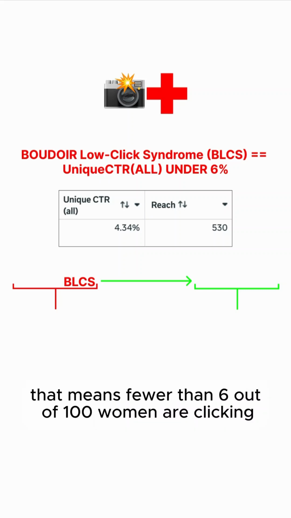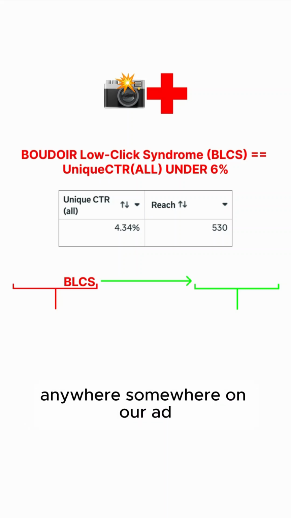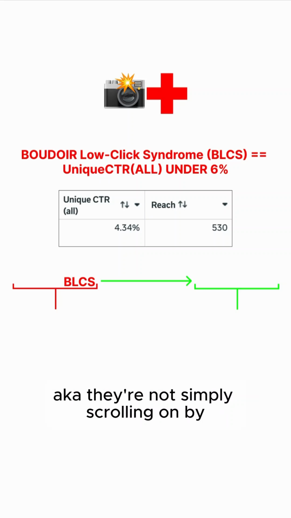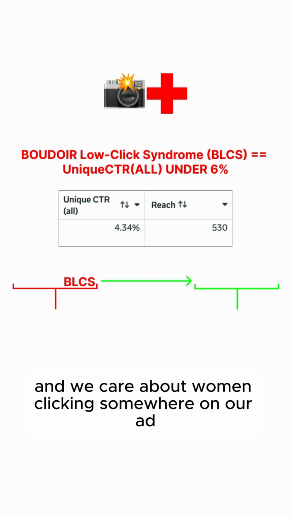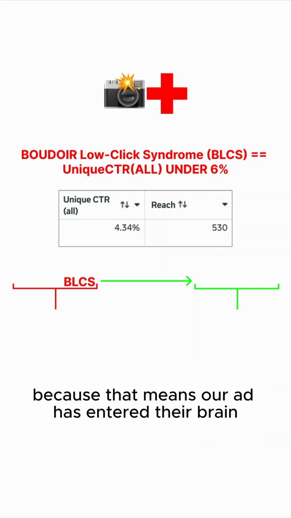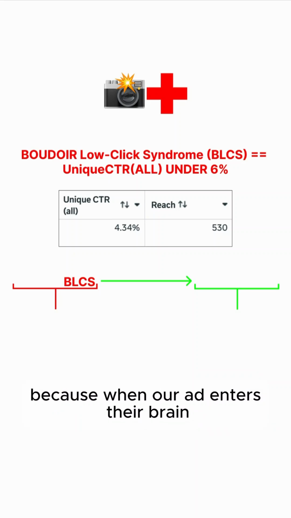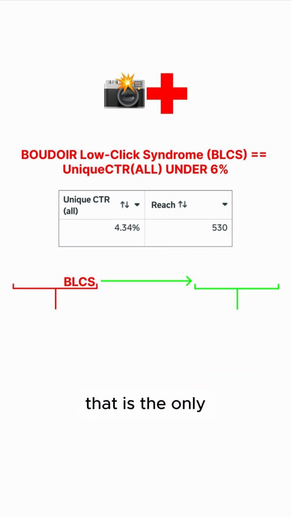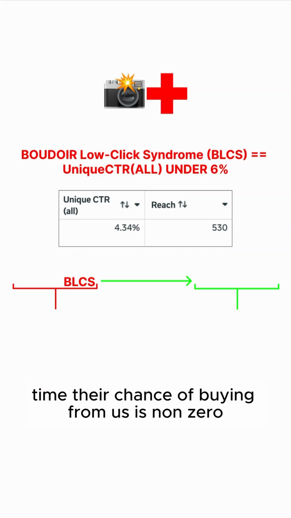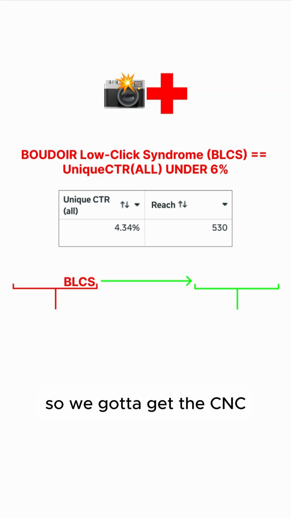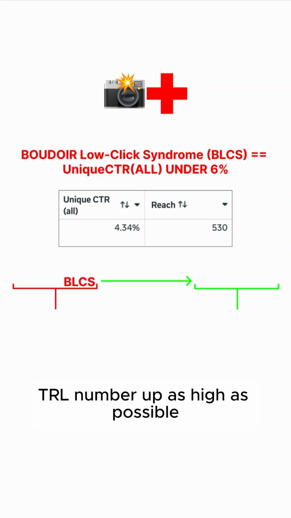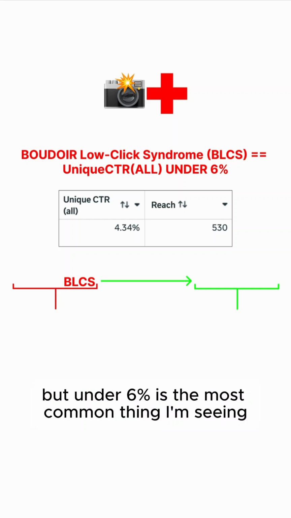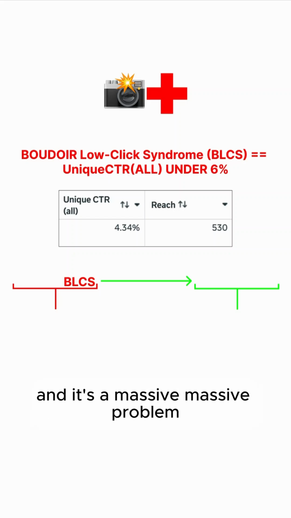That means fewer than 6 out of 100 women are clicking somewhere on our ad, aka they're not simply scrolling on by. And we care about women clicking somewhere on our ad because that means our ad has entered their brain. And we care about that because when our ad enters their brain, that is the only time their chance of buying from us is non-zero. So we got to get this unique CTR up as high as possible, but under 6% is the most common thing I'm seeing, and it's a massive, massive problem.